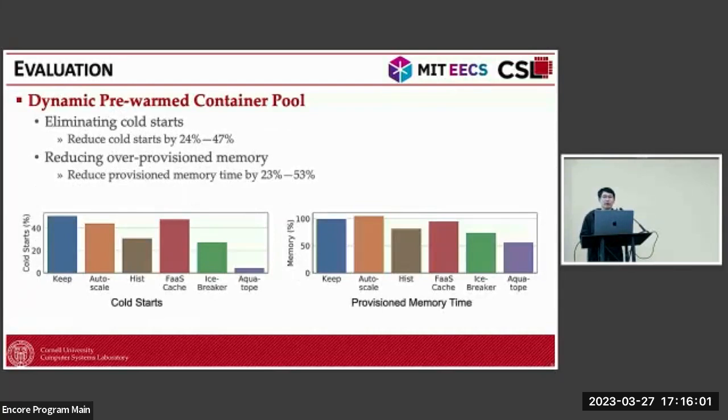For the dynamic pre-warm container pool, we compare to alternative approaches, including fixed keep-alive, autoscaling, histogram-based approach, FaaSCache, and IceBreaker. The figure on the left shows the average cold start rate, and the right figure shows the aggregated pre-warm memory time. So we can see that AQUATOPE can significantly reduce the cold start rate while reducing over-provisioned memory. The underlying reason is that for serverless workflows with complex topology and invocation patterns with high variation, our hybrid model can still make accurate predictions, allowing it to make fine-grained and timely adjustments to the container pool.